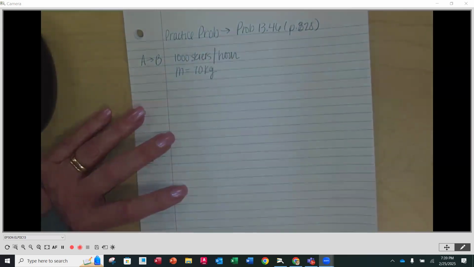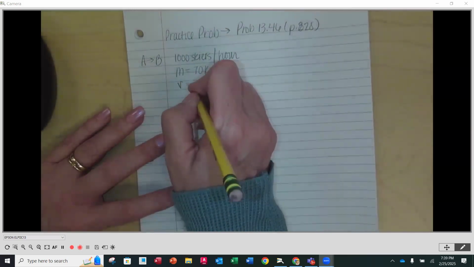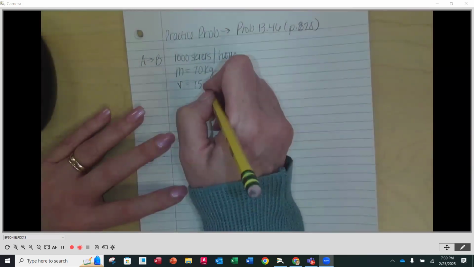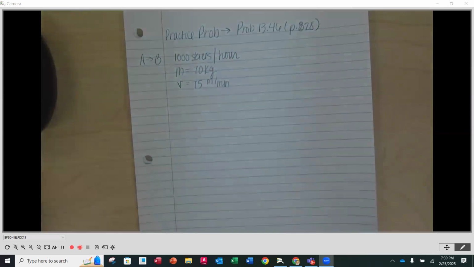Now they do give us this velocity, but I'm going to tell you, we don't use it. We don't use it. This is one of those problems. It doesn't happen very often, but they give us information that we don't really need. It happens occasionally, right? But I don't know why they even put it in here.